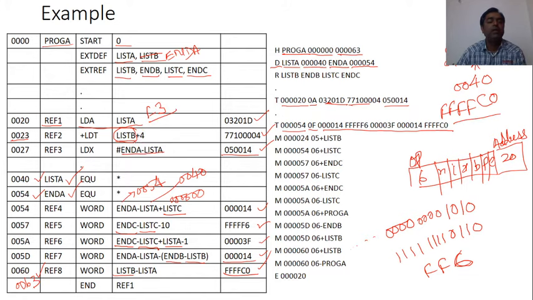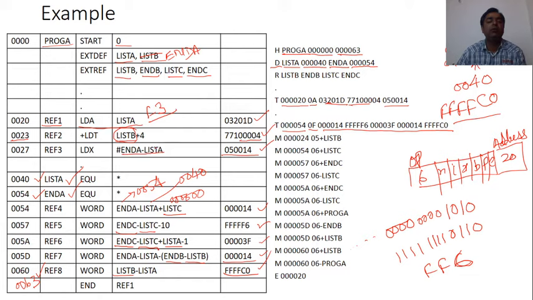Where will it be added? Because I had taken this 4 in the address field, this list B plus 4 will come in the address field. So it will be added in the address field of this object code. And you can see here the address field in format 4 is of 5 nibbles. That means I have to add the value of list B in these 5 nibbles.